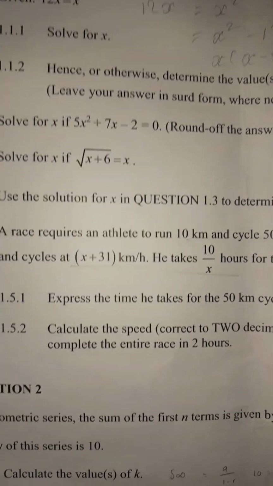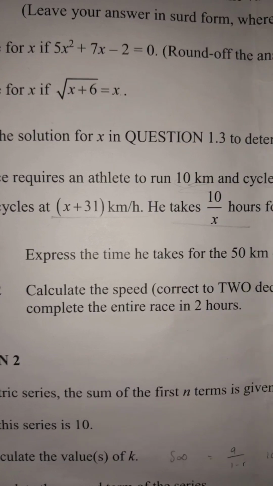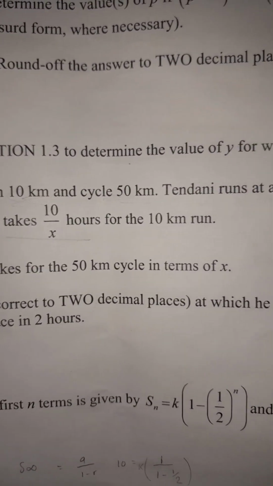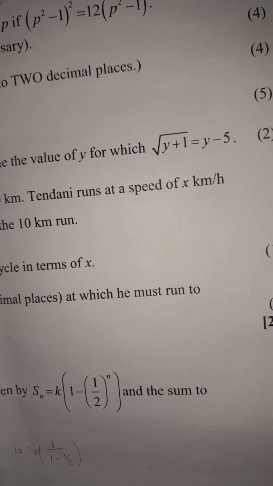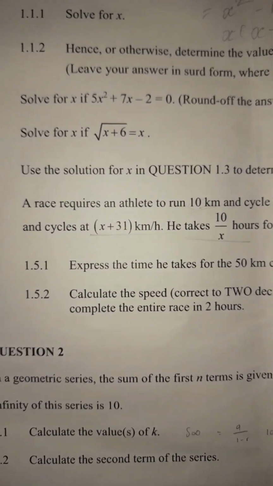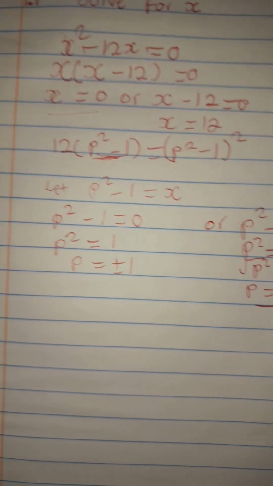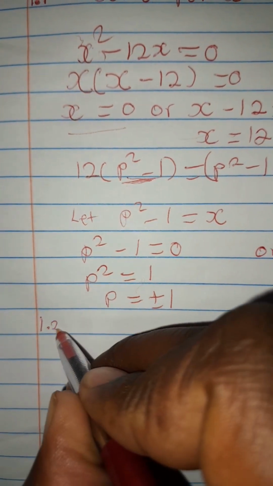At 1.2, solve for x if 5x squared plus 7x minus 2, round off the answer to 2 decimal places. Then how many marks is that? That is 4 marks, right? How do we tackle such? Let's put this into practice. We are now working at 1.2.